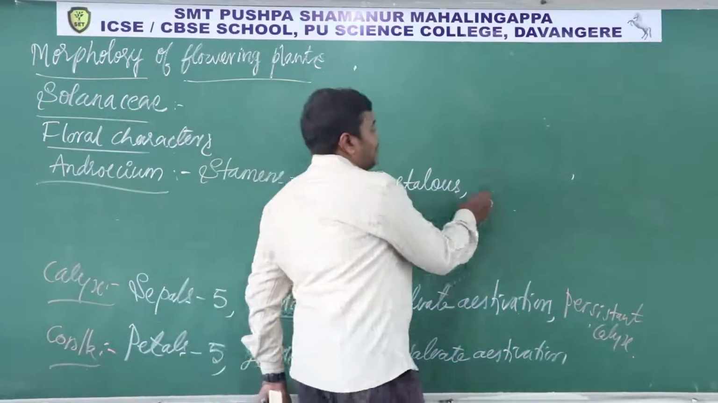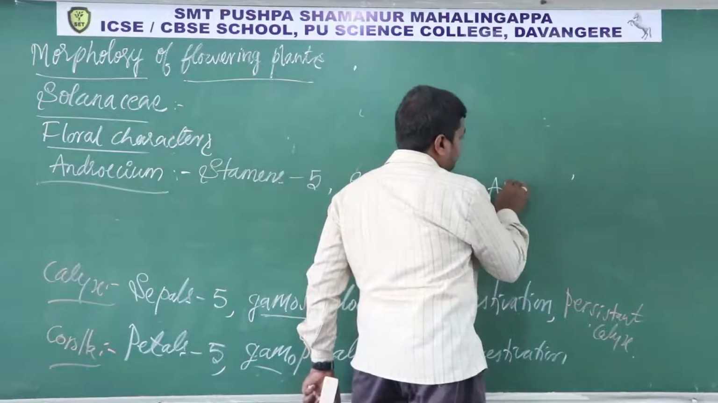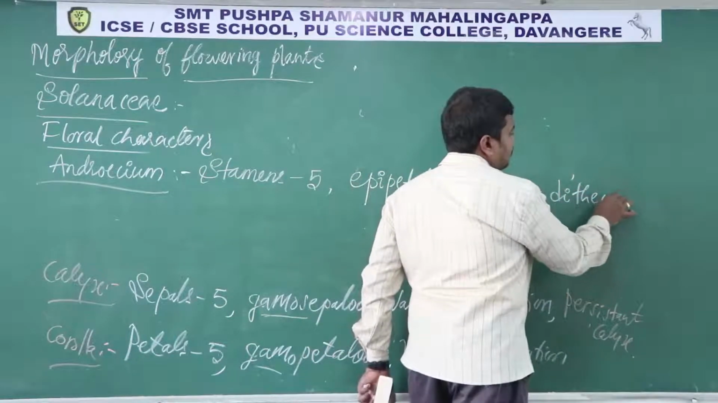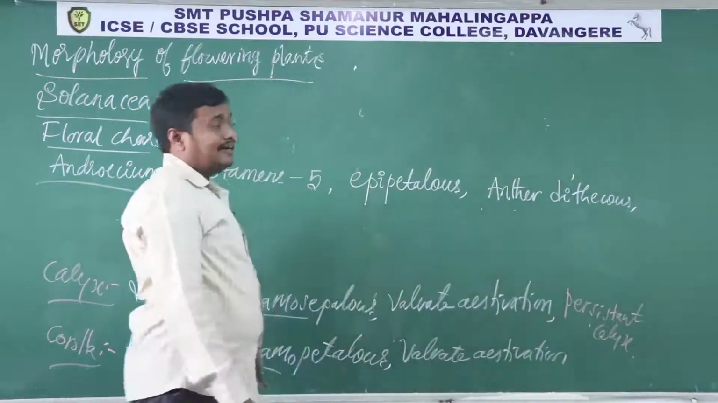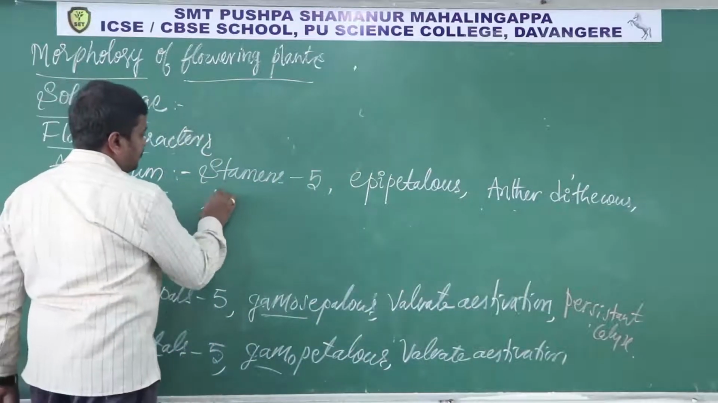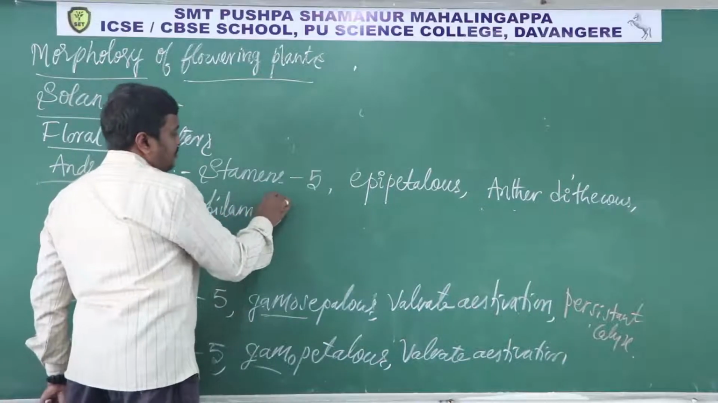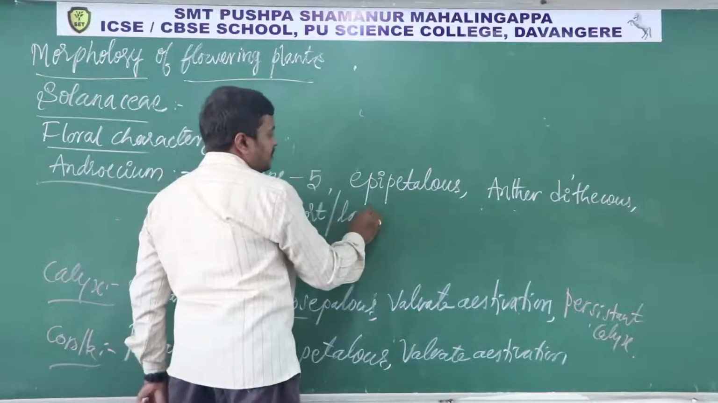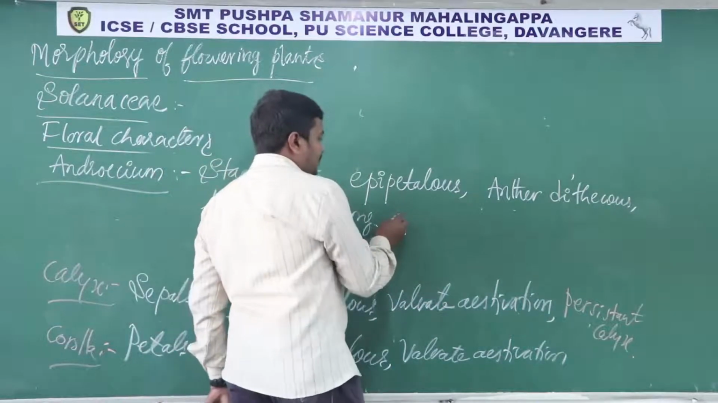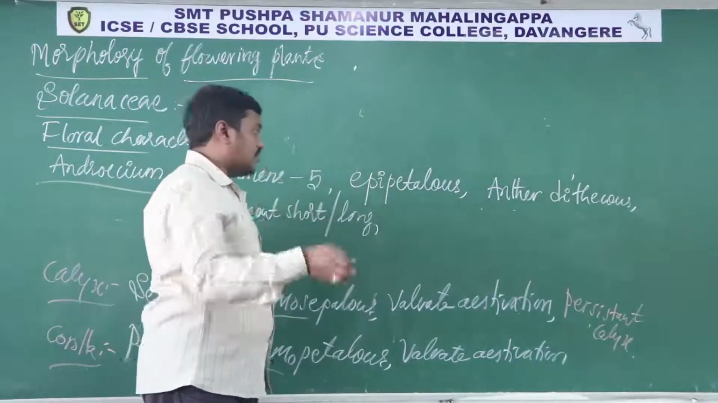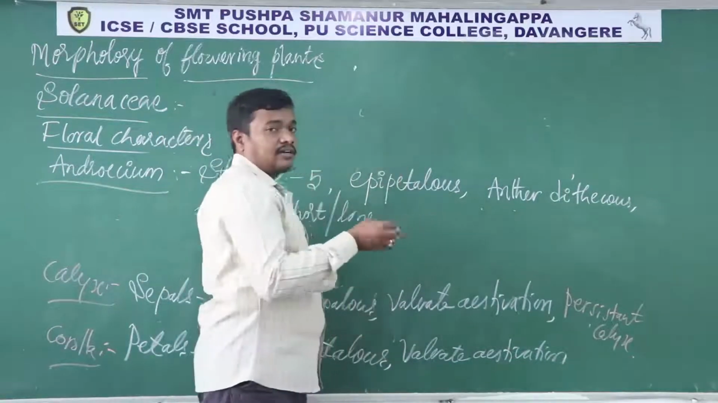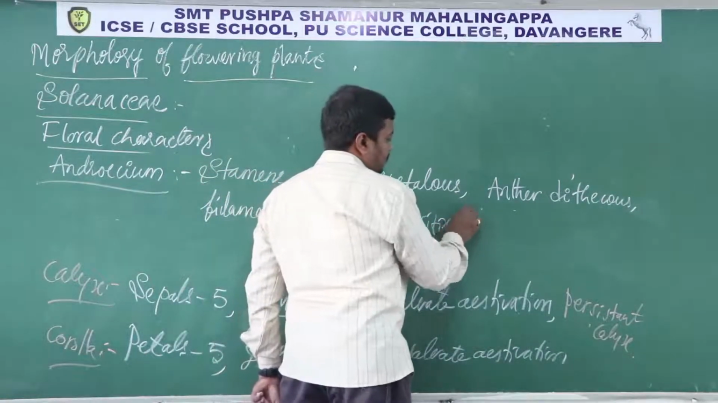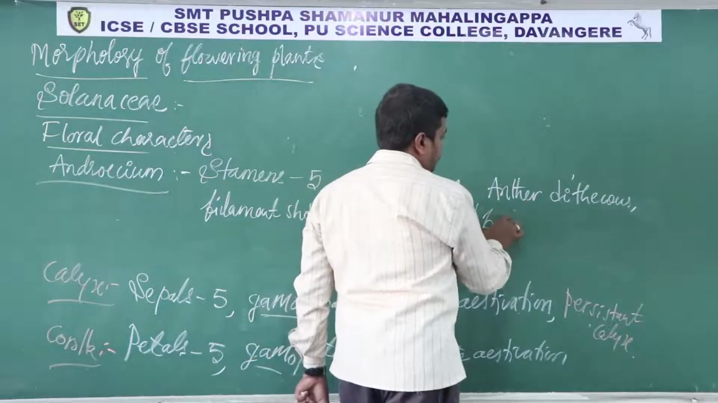Okay, then the anther is dithecus. Sometimes the filament is short, or sometimes the filament is long. And the anther filament is fixed to the anther as either dorsifixed or basifixed. In most cases it is dorsifixed or basifixed. Both conditions occur.